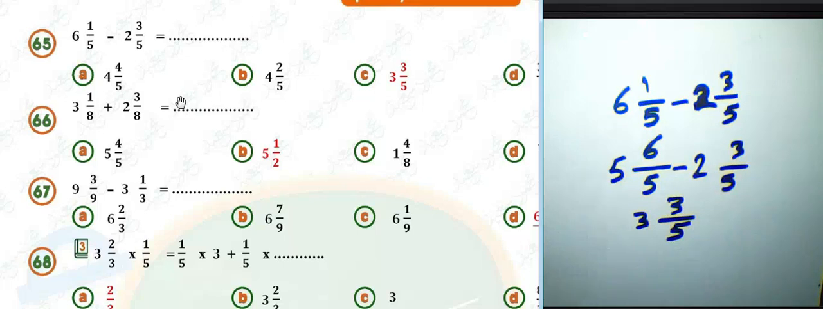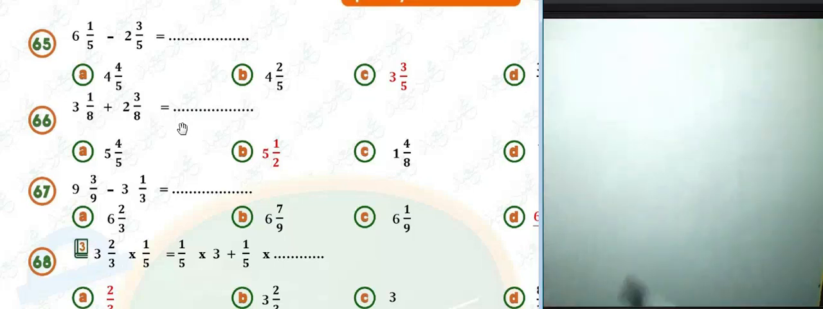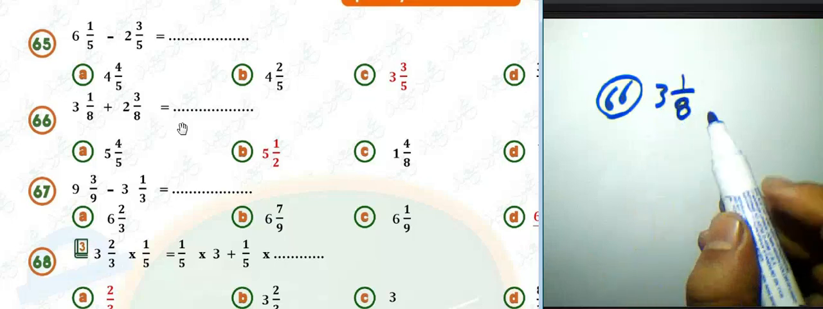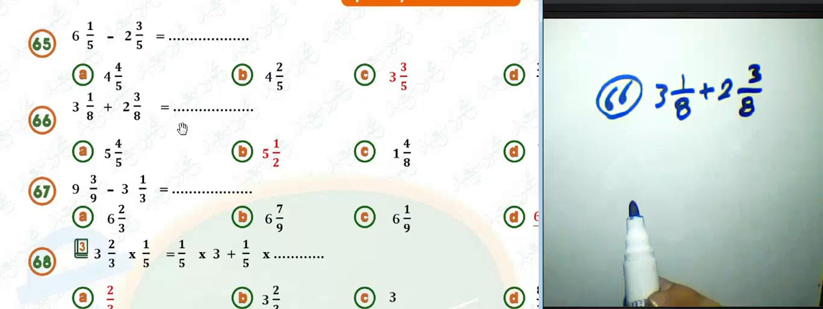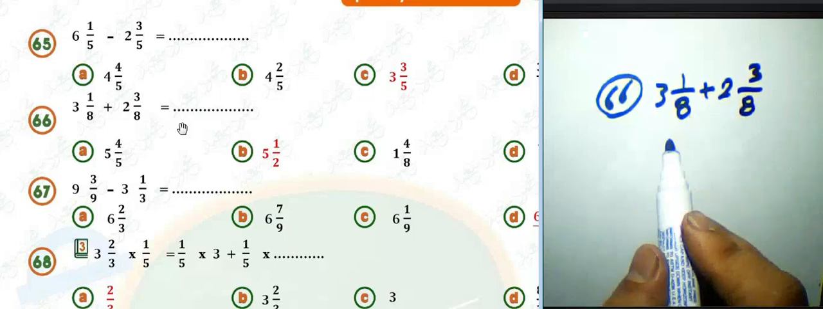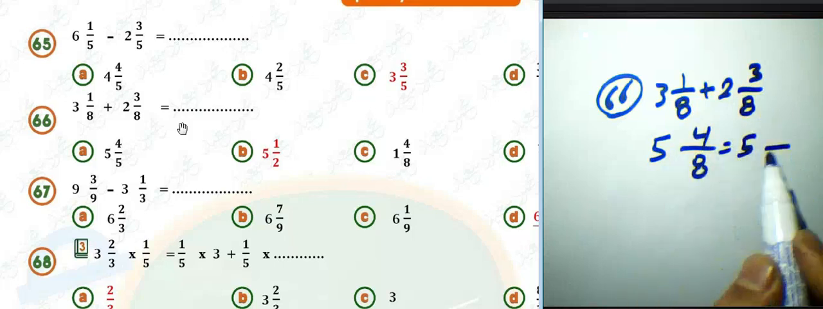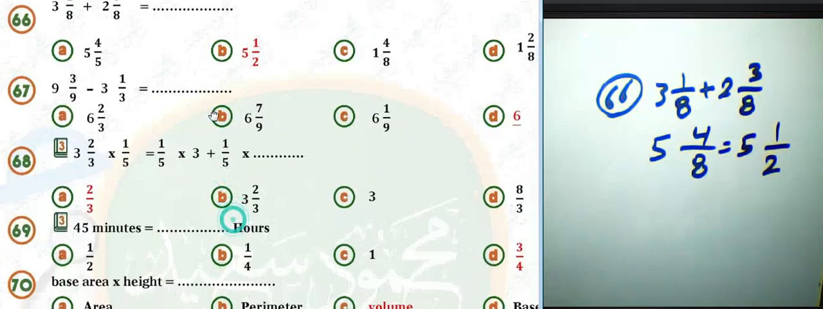66. 3 and 1 over 8 plus 2 and 3 over 8. 3 plus 2 equal 5, and 1 plus 3 equal 4. 4 over 8 equal half. 3 and 1 over 8 plus 2 and 3 over 8. 3 plus 2 equal 5, write 8 in the denominator. 3 plus 1 equal 4, write 5 here. 4 over 8, it will be half. The result will be 5 and 1 over 2.